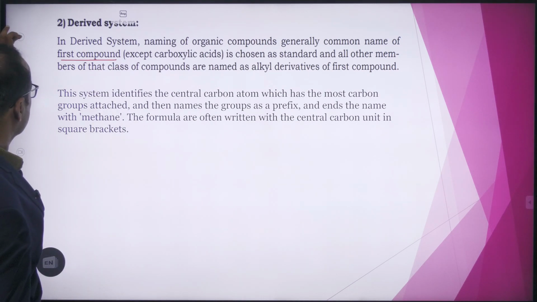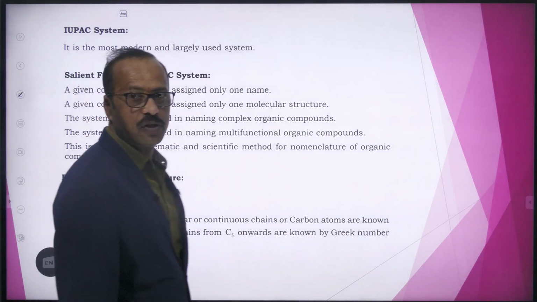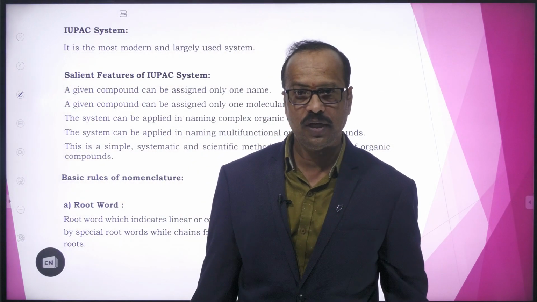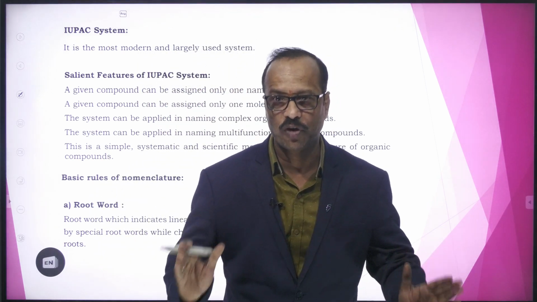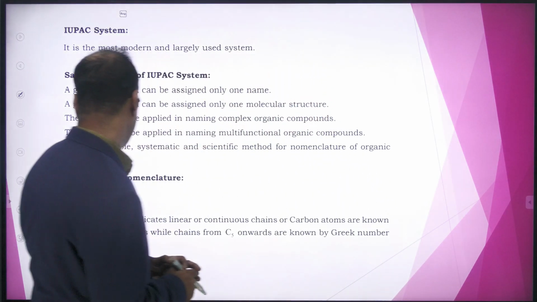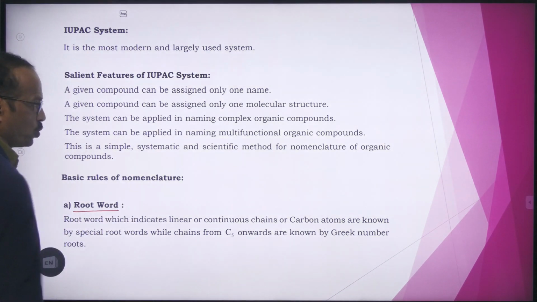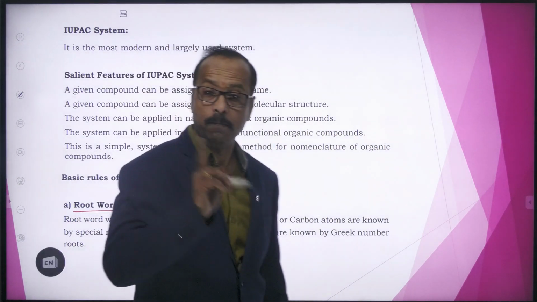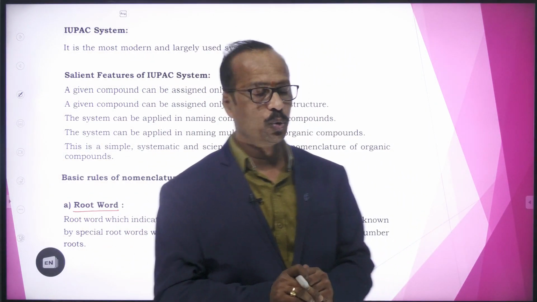So this we discussed. Now the IUPAC system is the method we are following today. This is called the International Union for Pure and Applied Chemistry, right? Now what are the basic rules? First, the root word. Root word means the number of carbon atoms present in the main chain. That is called a root word, okay?